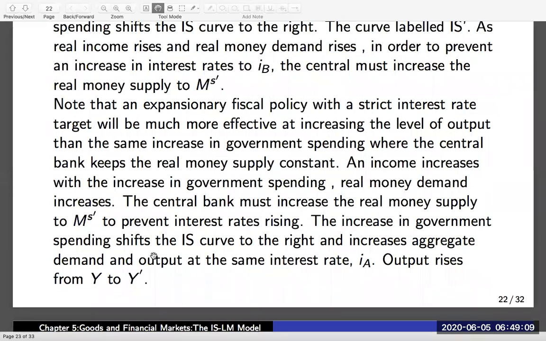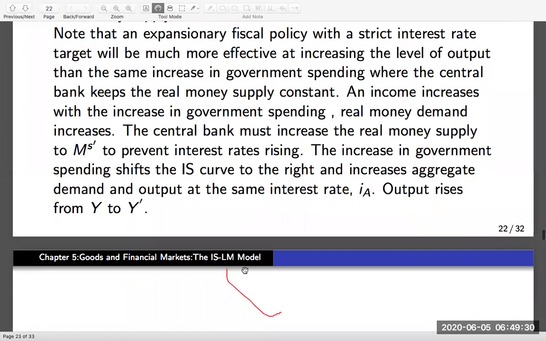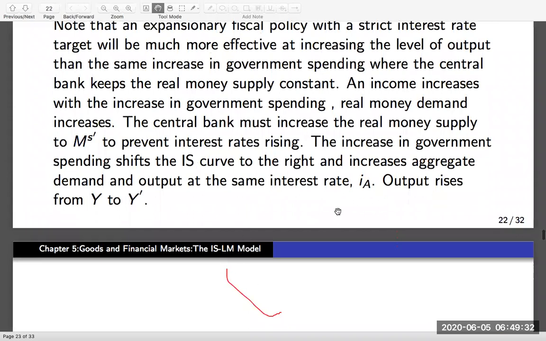The increase in government spending shifts the IS curve to the right and increases aggregate demand and output at the same interest rate level. Now, please remember that when a variable changes, not only will output increase, but it will increase over and above the amount of government spending increasing. Because of what? Because of the multiplier effect, right?